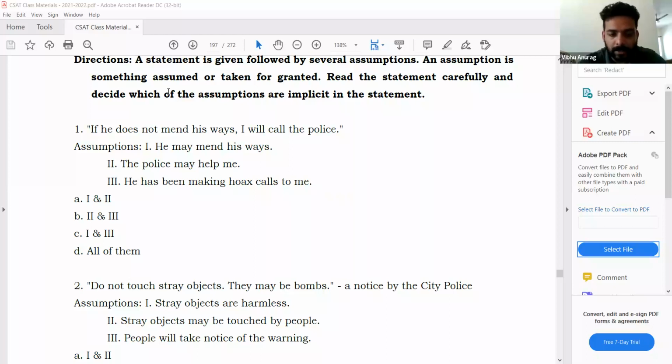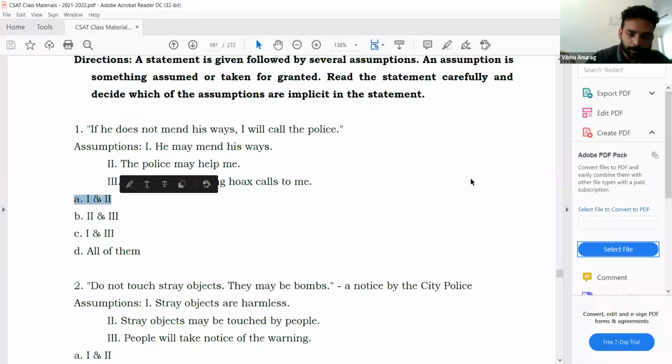Is there any context? Can we say whether he believes that the other person is making hoax calls? If you see, there's no way of knowing what he believes. There is no way of finding out what he believes regarding hoax calls. So no. The answer will be A, 1 and 2.